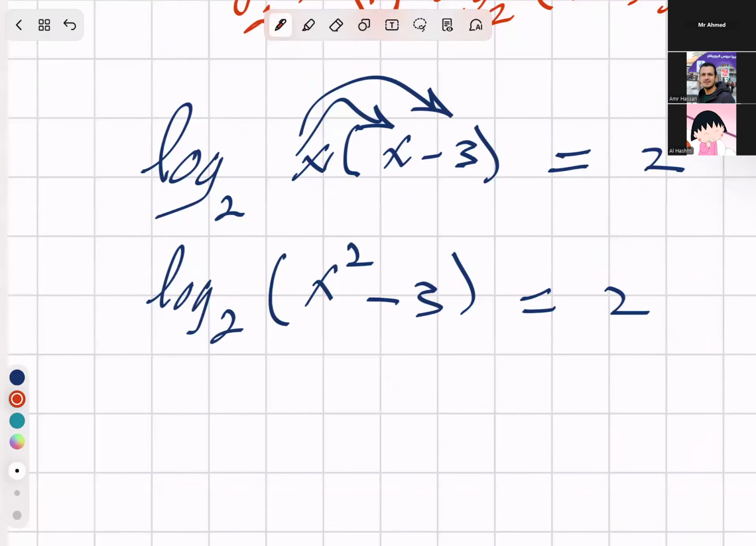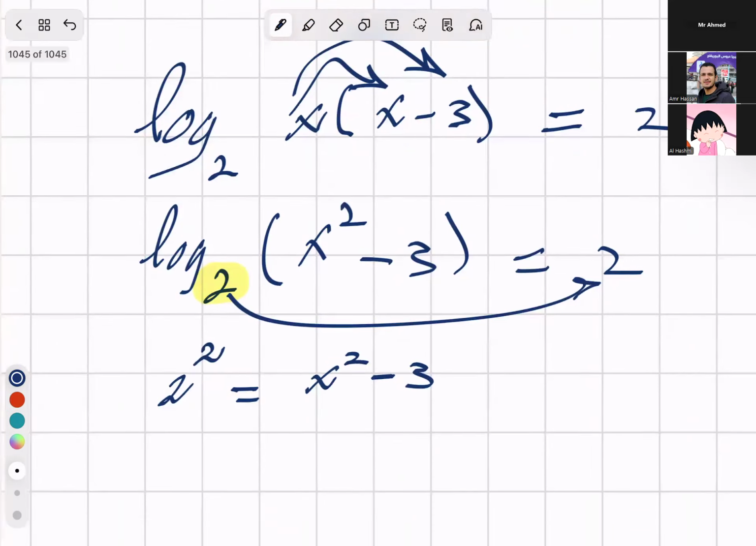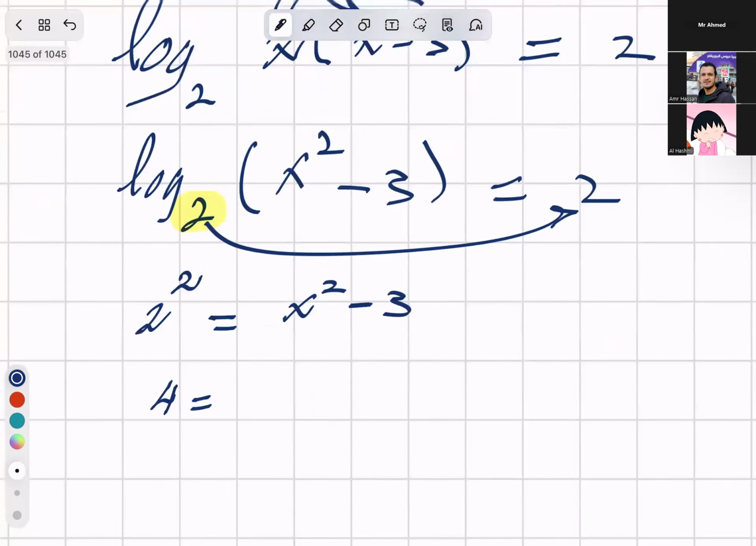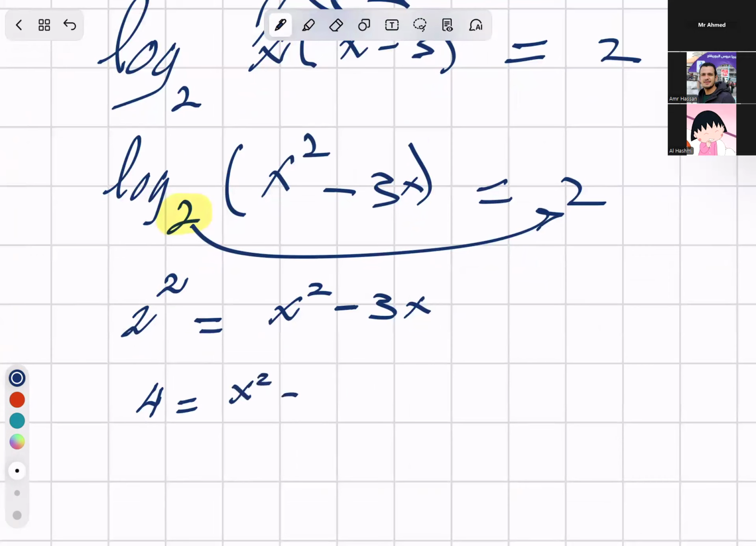Did you get it? So how could I do it? I'm looking for the base first. Where is the base? To the power of 2, which equals x squared minus 3. Did you get that? Yes. So what is 2 squared? 2 squared is 4, right? Oh, I made a mistake. This one is 3x. My bad. So this one is going to be x squared minus 3x, right?